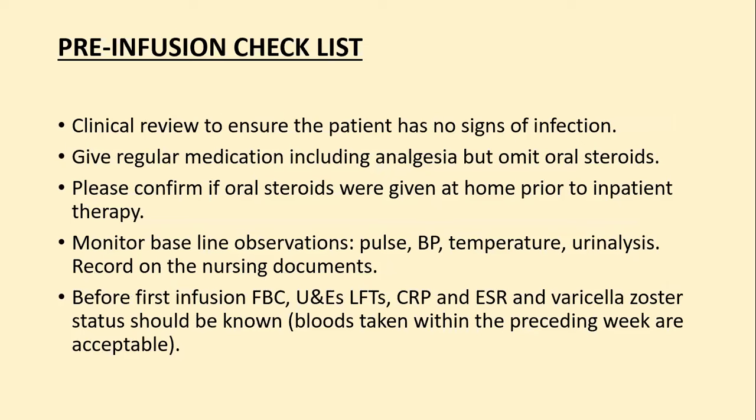Pre-infusion checklist. Clinically review to ensure the patient has no sign of active infection. Give regular medication including analgesia but omit oral steroids. Please confirm if oral steroids are given at home or prior to inpatient therapy. Monitor baseline observations like pulse, blood pressure, temperature, and urine analysis, and endorse them on the nursing documents. Before the first infusion, full blood count, urea and electrolytes, LFT, CRP, ESR, and varicella zoster virus status should all be checked. Blood is taken for these tests in the preceding week.